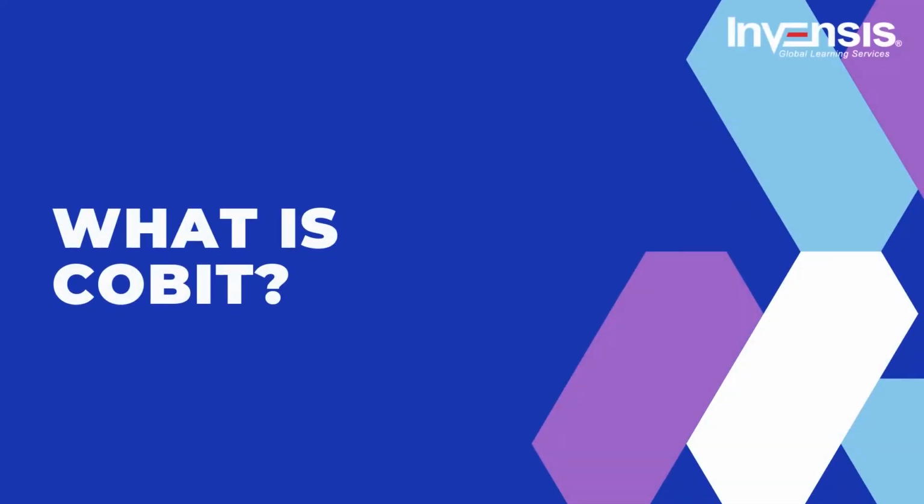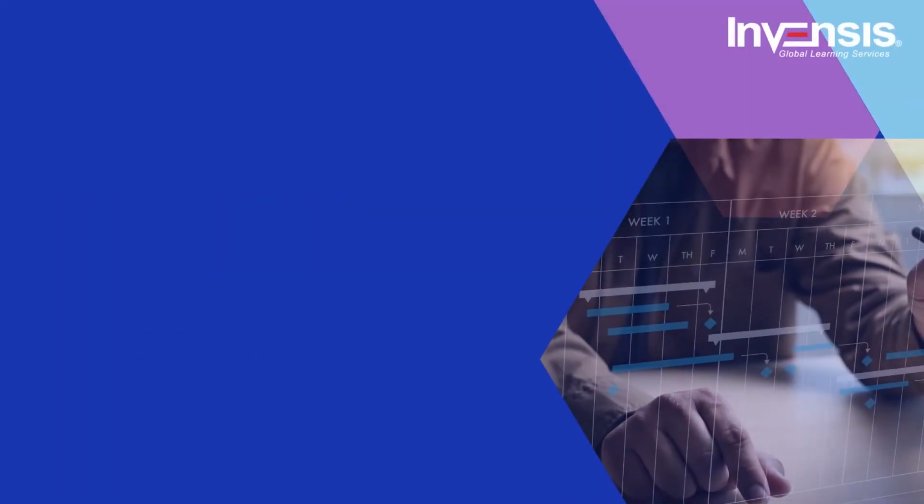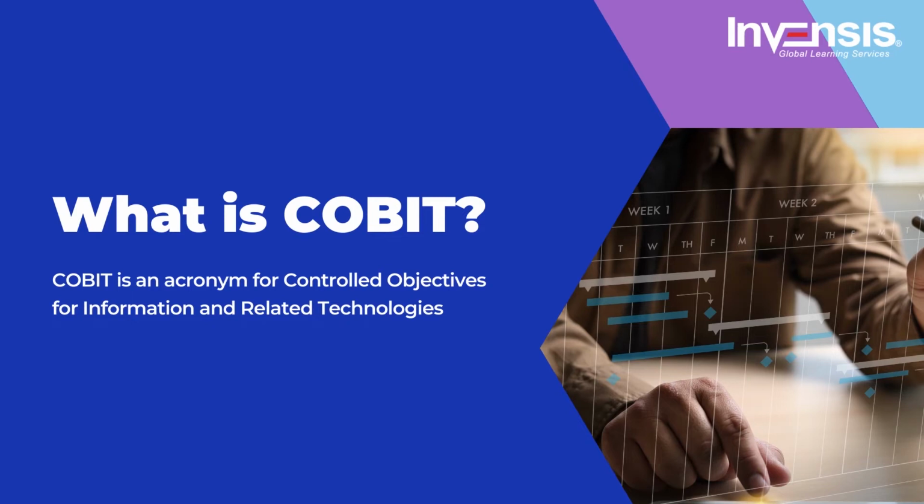Our first topic for today's session is, what is COBIT? COBIT is an acronym for Controlled Objectives for Information and Related Technologies. COBIT is the acronym, but our primary question of what is COBIT remains unanswered. So let's find the solution to what is COBIT?